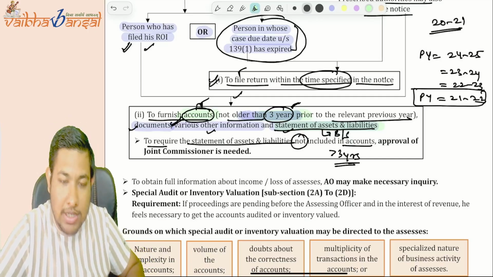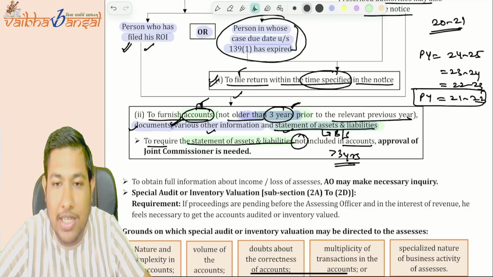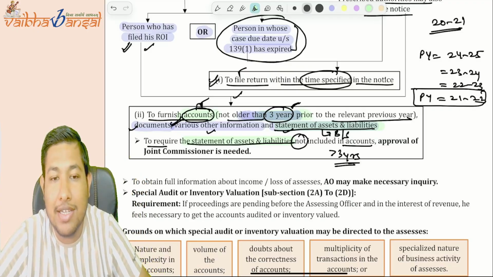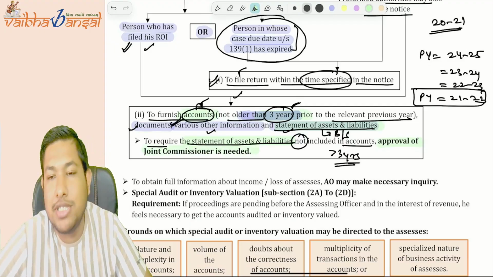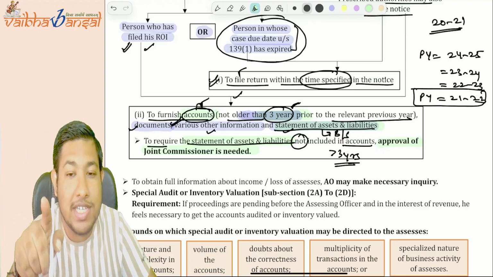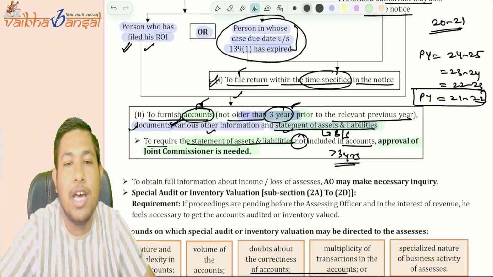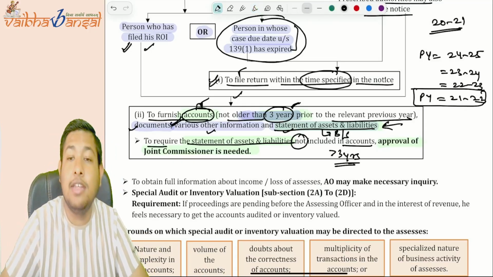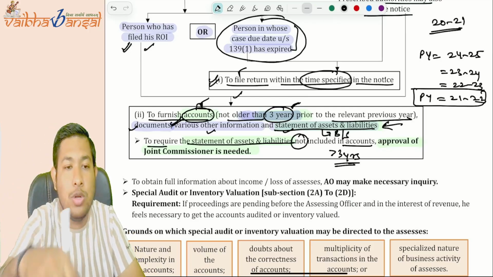So if the assessing officer wants a statement of assets and liabilities older than 3 years, in that particular case, he needs to take the approval of the Joint Commissioner. He needs to take the approval of the JC because the statement of assets and liability is a part of accounts, and accounts cannot be asked for older than 3 years. But there is a specific entry written in the law that the statement of assets and liability can be asked, and in that there is no restriction of 3 years.